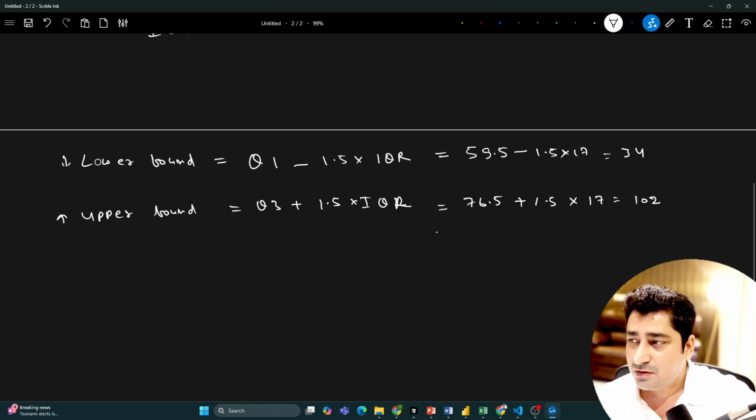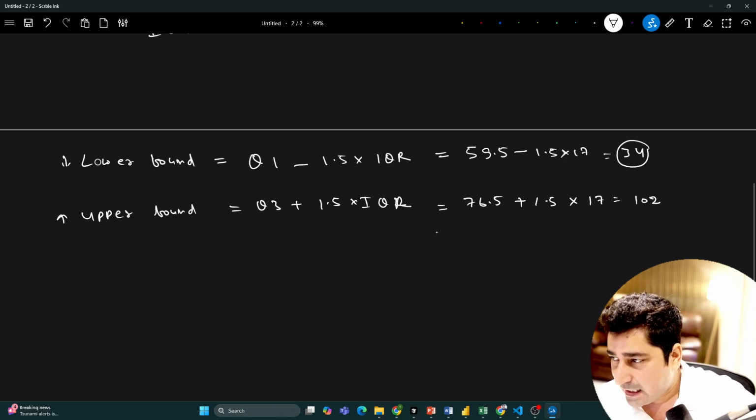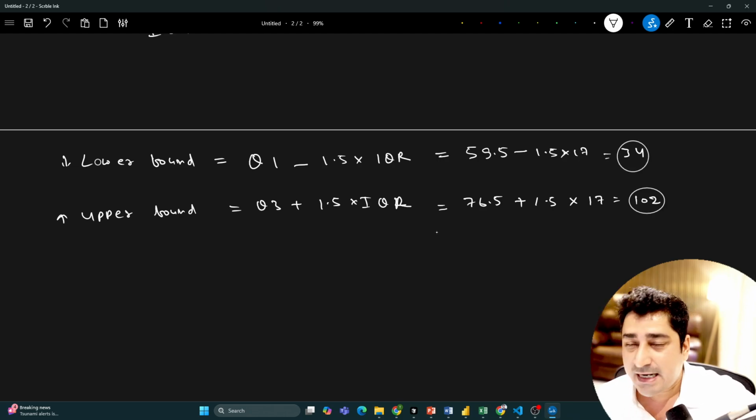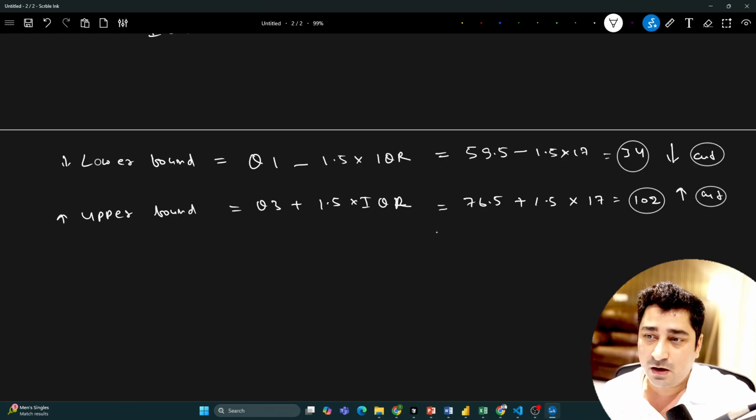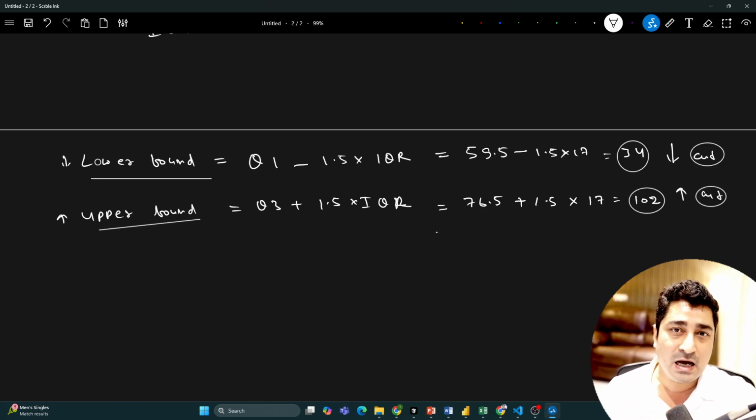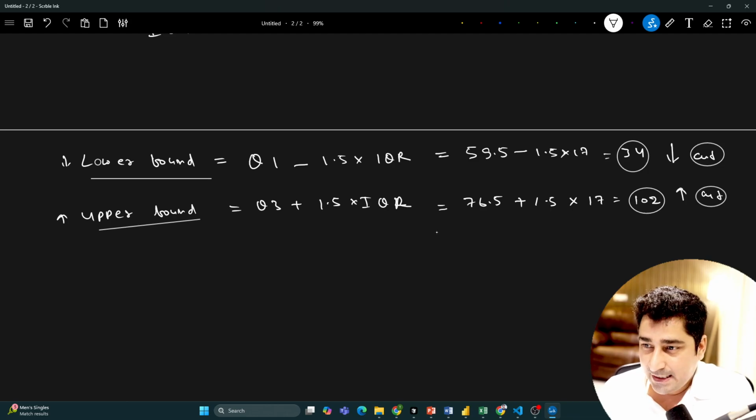So I can now simply claim that any value inside my data which is below 34 is going to be an outlier, and any data above 102 is going to be an outlier. This is one of the major use cases of IQR, which is used to find any kind of outlier inside data.